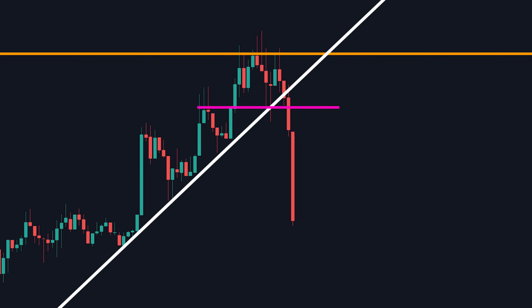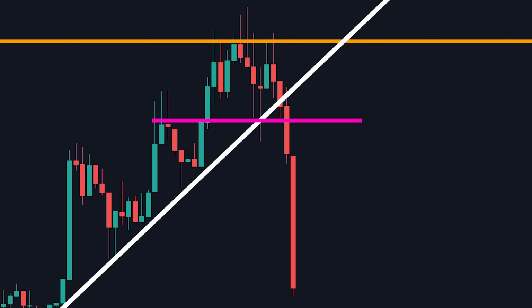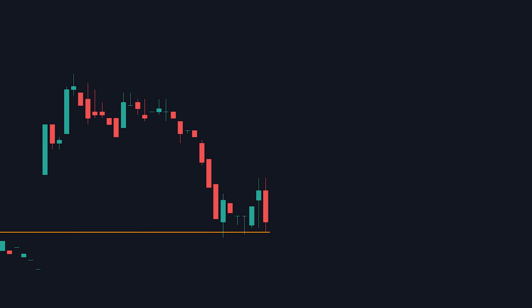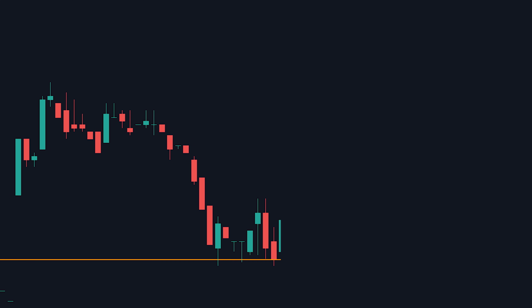That's just one example, and you can do it so many other ways, but you should be using confirmation signals to really increase your win percentage when using support and resistances. Now it's time to share with you how to make your support and resistances way more accurate.